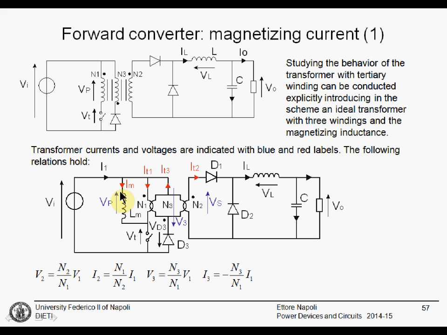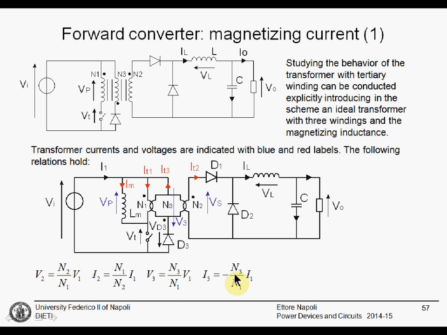We have the three voltages applied to the three windings, the primary, the secondary, and V3, that is the tertiary voltage. Please note that the direction of the tertiary voltage is downwards. The conventions for the currents that we used are IT1 entering through the dot, while IT3 is also entering from the dot, and IT2 is exiting from the dot.